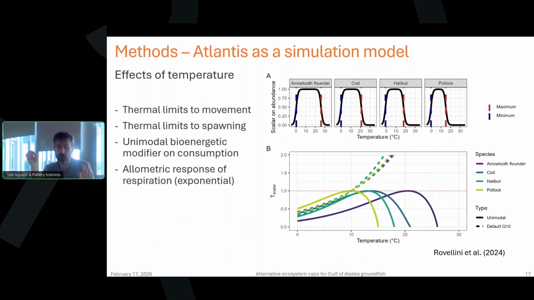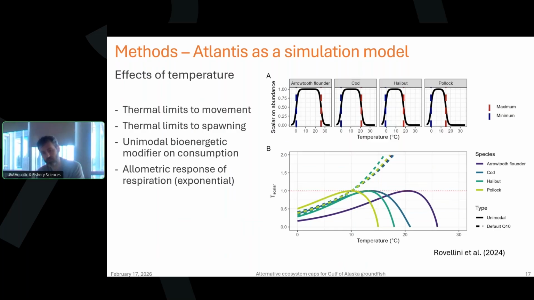There's thermal limits to movement and spawning. Basically, based on the thermal range that this species is known to occur at, you can limit them from moving to and from a certain spatial box, or you can prevent them from spawning in a certain box if conditions get outside their spawning range. That's important for cod, which is a known stenothermic spawner, but basically eggs don't hatch if it gets over a certain temperature.